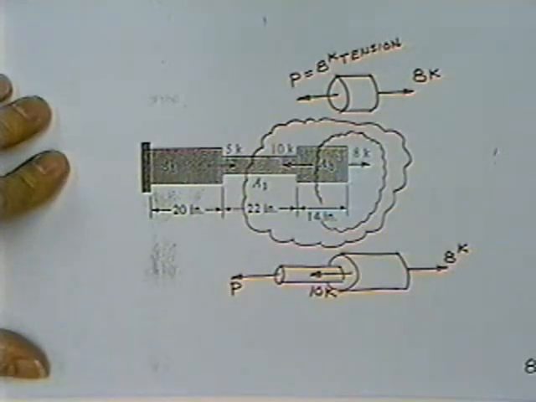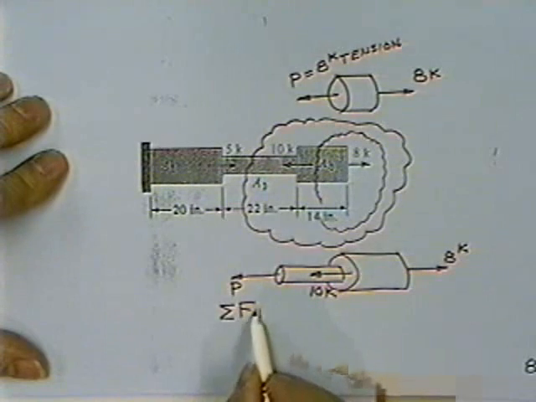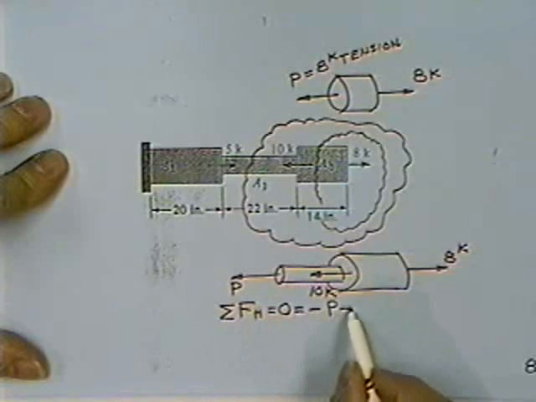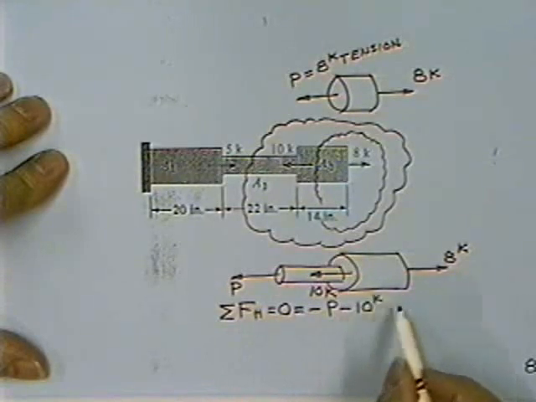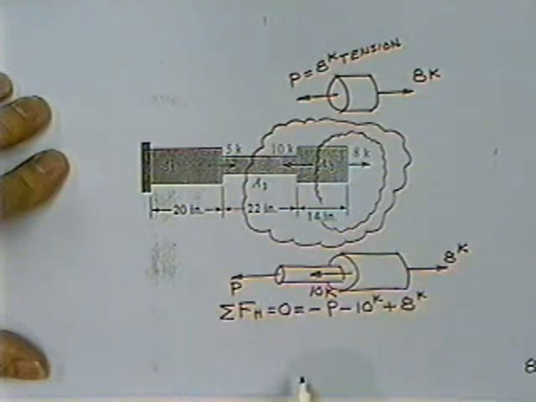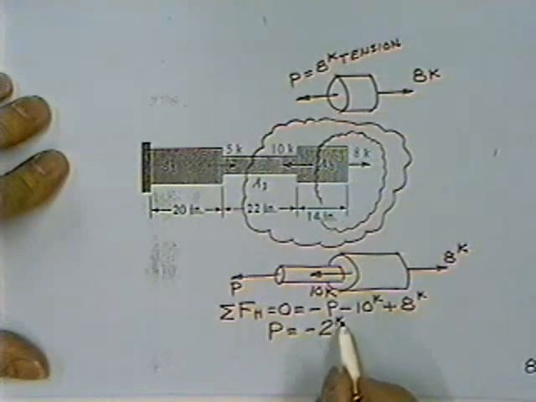If your equation of statics says the answer is a minus, that simply means that the arrowhead was guessed in the wrong direction when you began. That's what will happen to us here. We'll say sum forces horizontal equals 0 equals minus P minus 10 kips plus 8, and solve for P by moving it to the other side of the equation. It says P is equal to minus 10 plus 8, minus 2 kips.